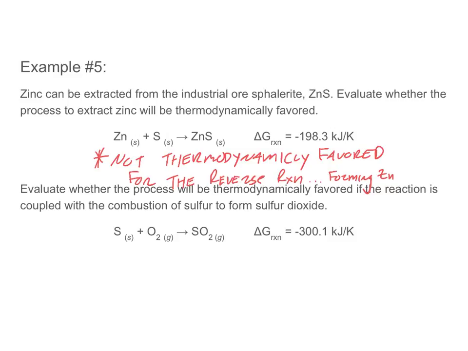Okay, so we're still trying to get zinc. But if I combine these two reactions in the same system, one of them is clearly thermodynamically favored. The sulfur plus oxygen makes SO2, yes. But it's so thermodynamically favored that the thermodynamically favoredness of it is more than the reverse reaction's change in Gibbs free energy, and as a result of that, we can get zinc.